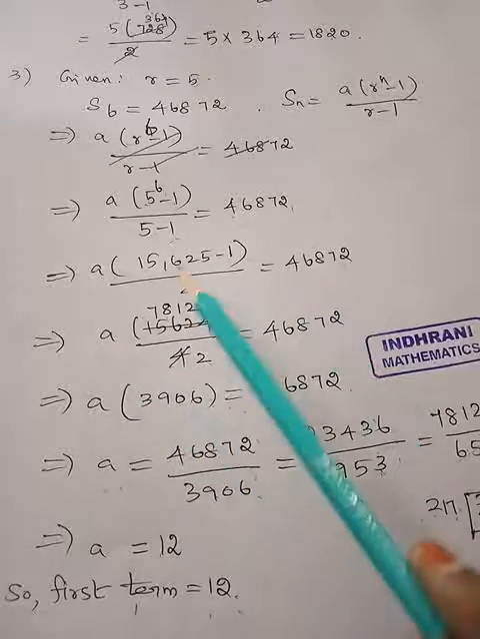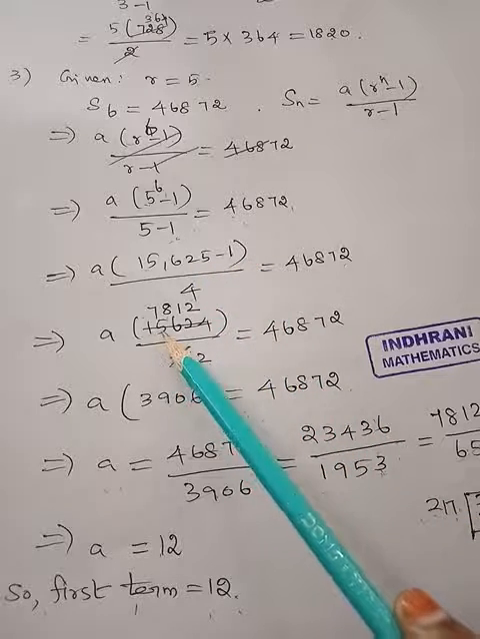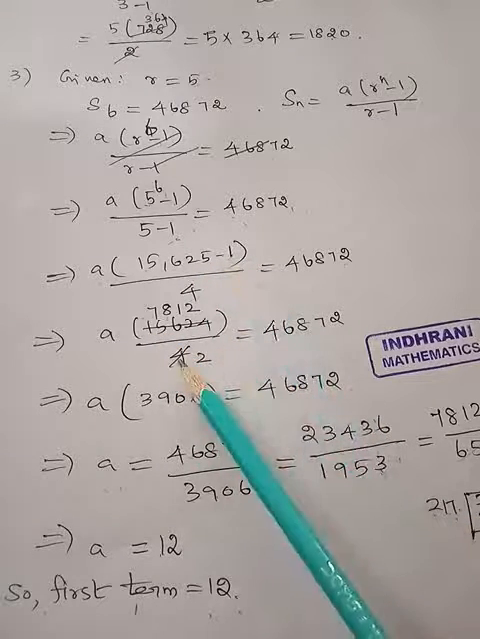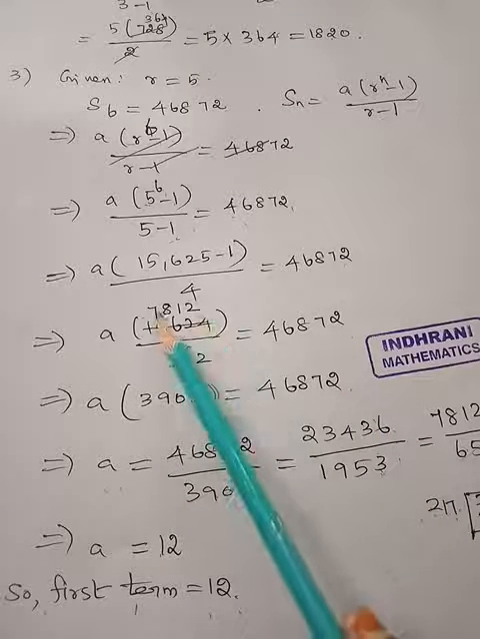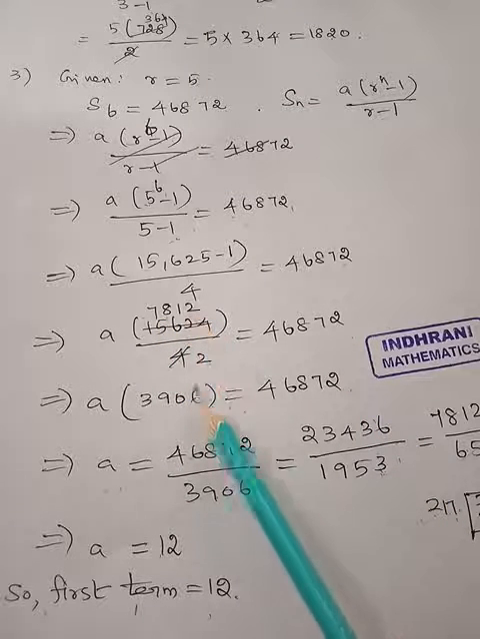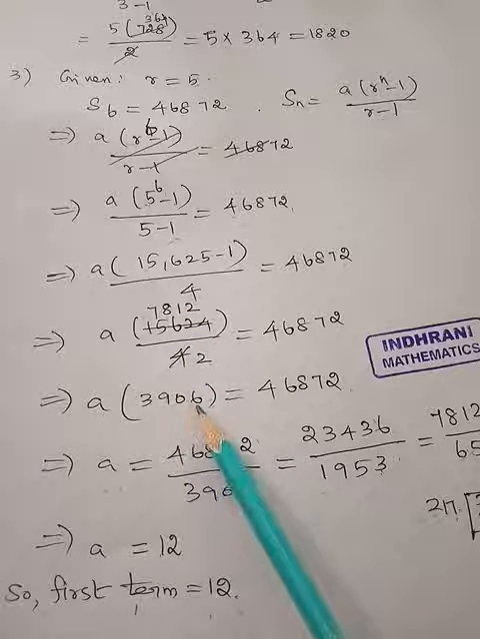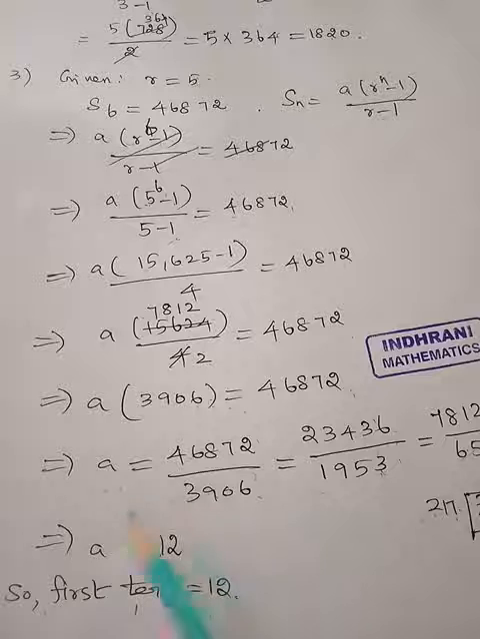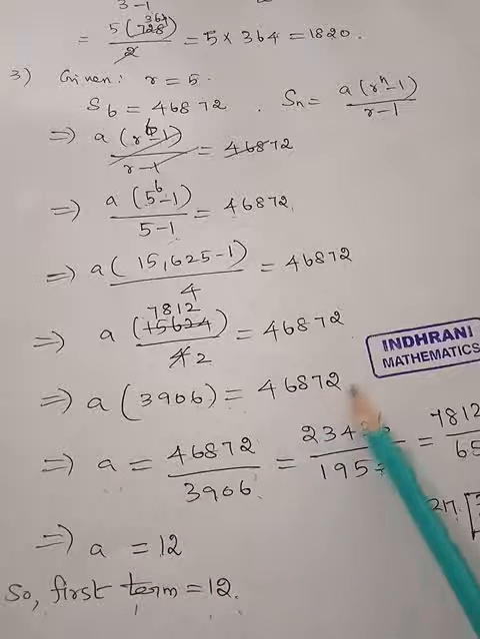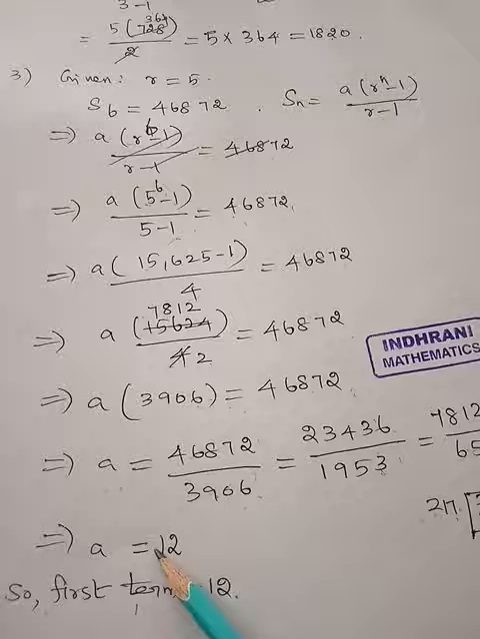That is A into this value is 15,625 minus 1 is 15,624, whole divided by 4, that is equal to 46,872. Divide it, you will get 7,812 by 2. Again by 2 you divide it, you will get 3,906. A into that value equal to 46,872. So, A is equal to 46,872 by 3,906. If you divide directly, you will get 12.